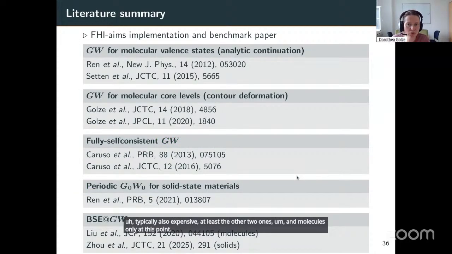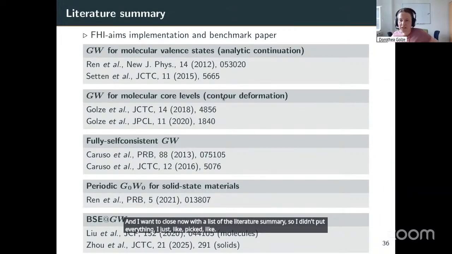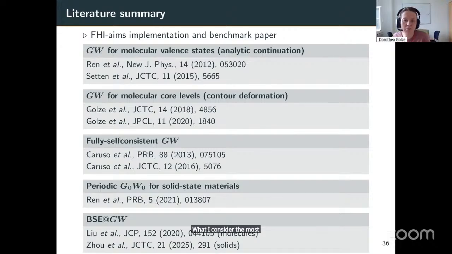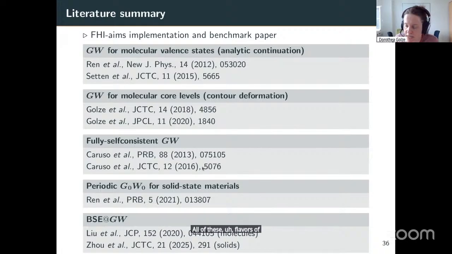And I want to close now with a list of the literature summary. I didn't put everything, I just picked what I consider the most important implementation paper for each, or first benchmark of the method, of all of these flavors of GW implemented in FHI-aims.